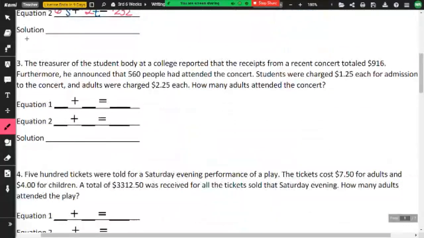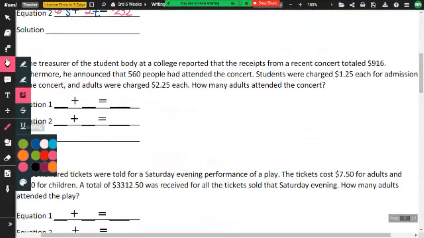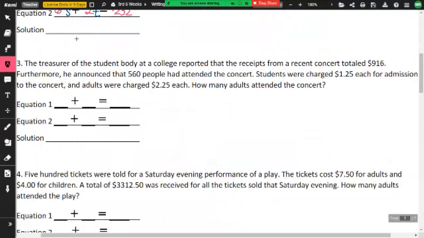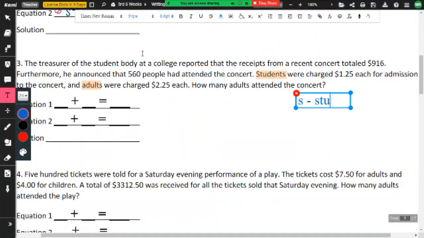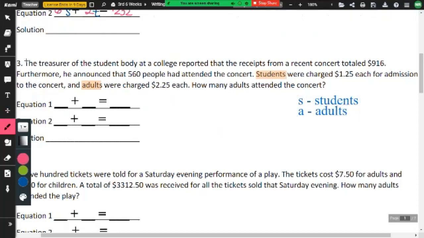Okay. Number 3, our variables are going to be students and adults, students and adults. As for student, I'm trying to go as fast as I can. That way I don't make such a long video. So let's do that. SA.